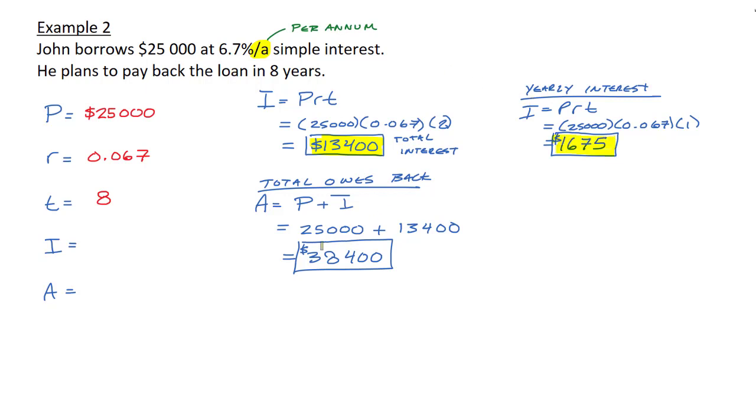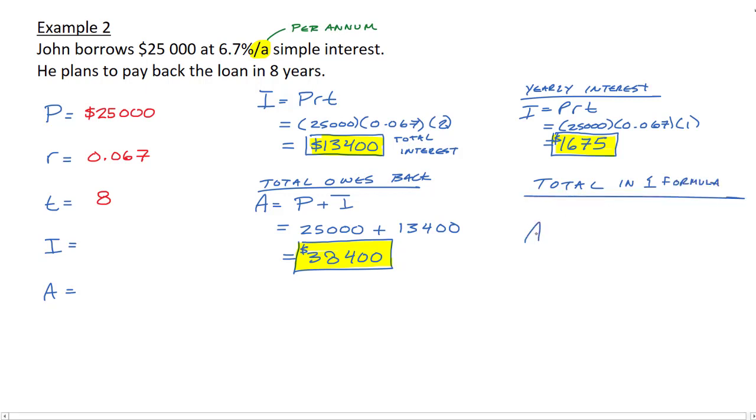Now, what if the question just said, tell me the total amount they owe at the end? We already know it's $38,400, but if you want the total in one formula, because some questions you don't need to find the interest separately, all you have to do is use the formula principal times 1 plus the rate times time. So again, we already have the answer, but I'm just showing you another way of doing it.